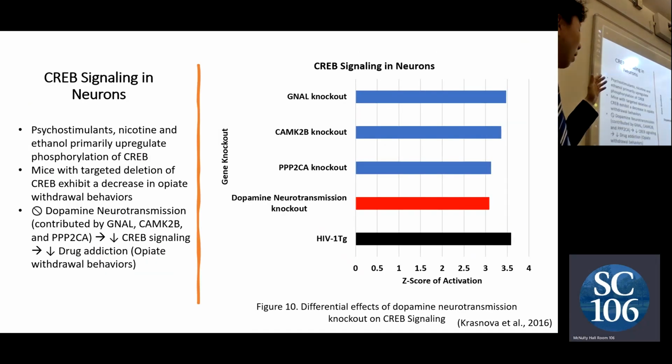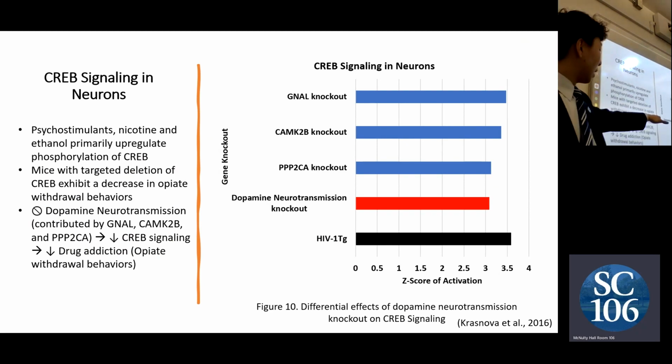So analyzing each pathway, I'll first talk about the Krebs signaling pathway. Psychostimulants, nicotine, and ethanol primarily upregulate the phosphorylation of Krebs. As we can see in the HIV transgenic rat, the black bar, it's significantly upregulated. However, when we introduce the knockout, the red bar, the dopamine neurotransmission knockout of all 6 of these genes, there's a decrease in that activation.